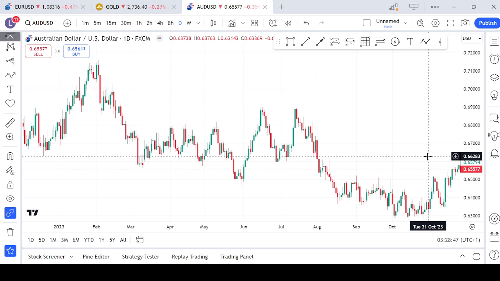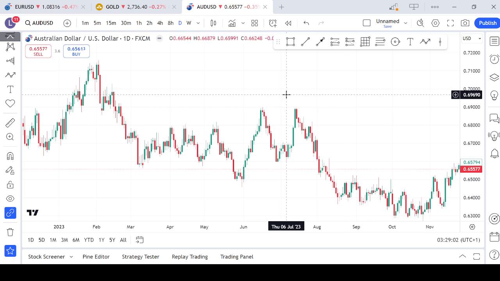trending and ranging markets. Stay until the end as we will break down each indicator with real market examples and show you exactly how to implement them in your trading strategy. So without wasting your time, let's get started.